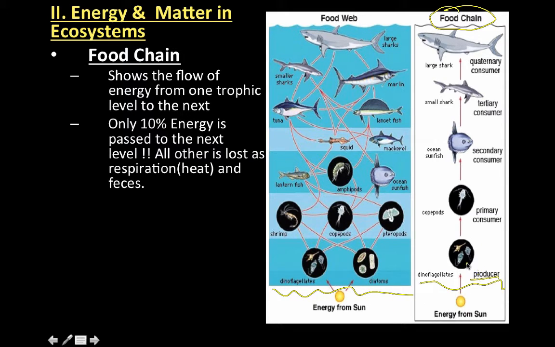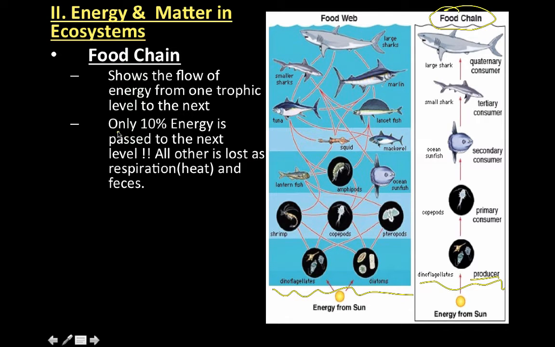But you see, from the dinoflagellates to the copepods to the sunfish to the shark to the small shark to the large shark, right? So we go from primary, secondary, tertiary, quaternary consumers all the way to the top. The web is a more complex web of relationships, which we'll see the difference in a second.